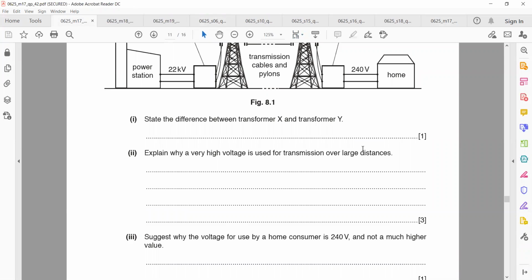Yes, step down: current is increased. In a step down transformer, voltage decreases and current increases. But what affects is the power remains the same.